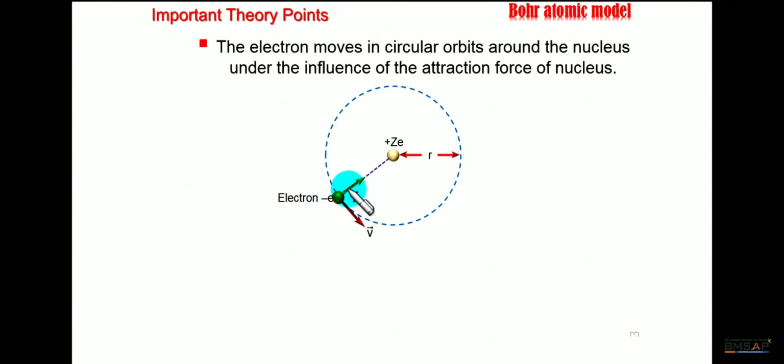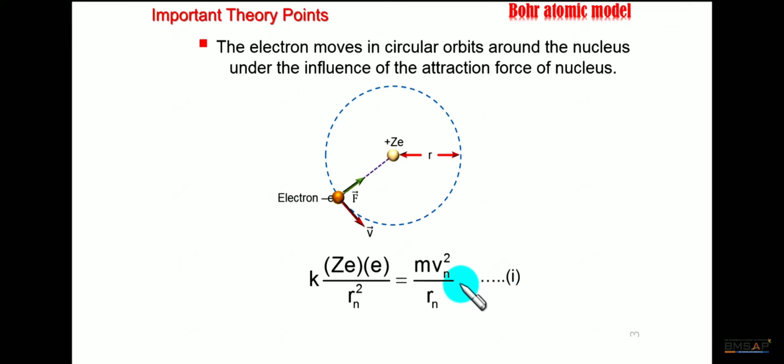That means the required centripetal force is provided by the Coulomb attraction, which is equal to k Ze times e divided by r square. Let us call this radius Rn, meaning the radius of the nth orbit. So this Coulomb force provides the required centripetal force, which is equal to m vn square divided by Rn. Let this be equation number 1.